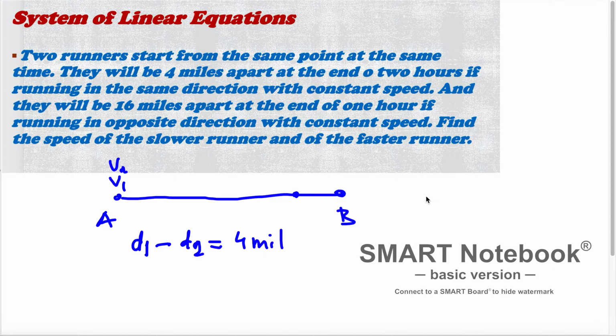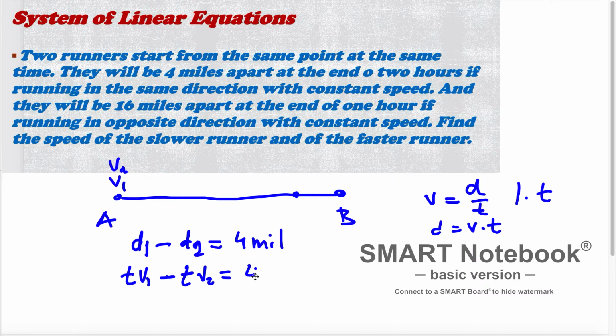On the other hand, v is equal to d divided by t. If we want to write d in terms of v and t, we multiply everything by t, and d is equal to v times t. In this case, time is a constant, 2 hours, so I'm writing t as a constant. v1 is the velocity of the first runner, minus the second runner, the slower one, who has a different velocity, and this is 4 miles.